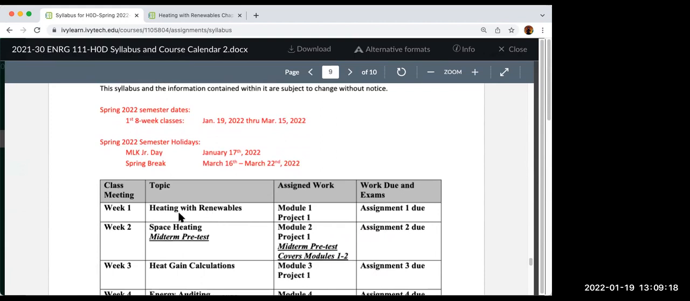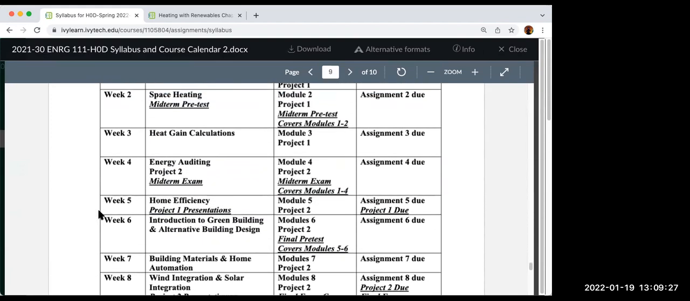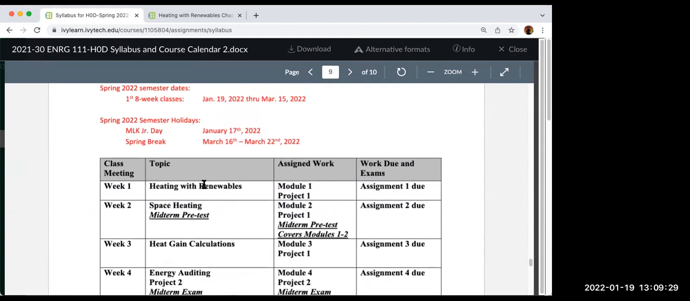You'll see that we're starting off with heating with renewables on week 1. You've got 8 weeks here. So that's where we're going to talk about residential energy basics today. And then I also consider next week part of week 1. We'll start getting into the space heating, and then we'll discuss when you're going to take this quiz. We'll see how far we get.